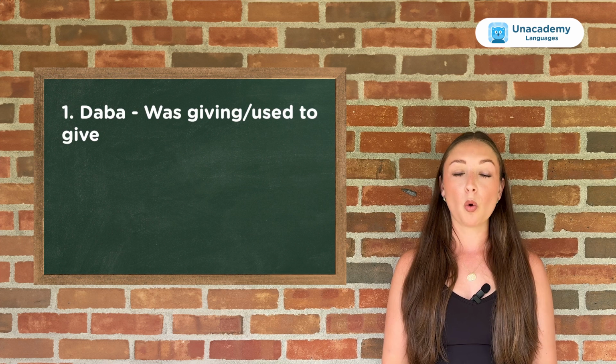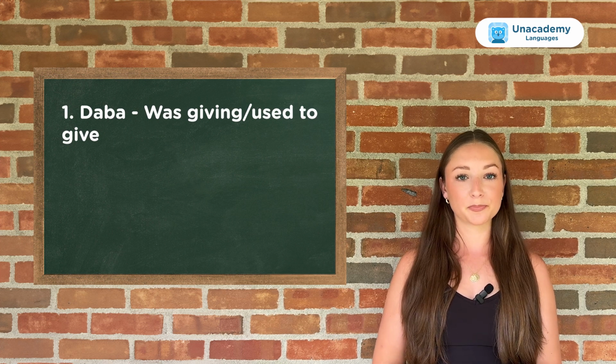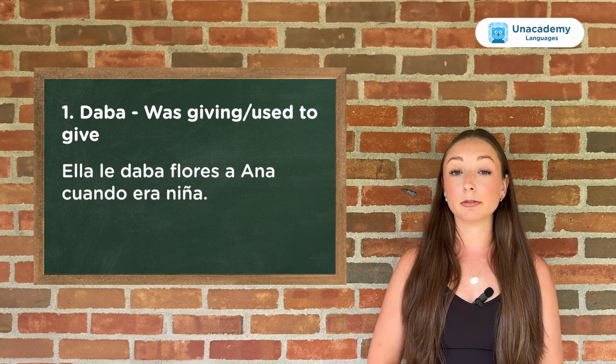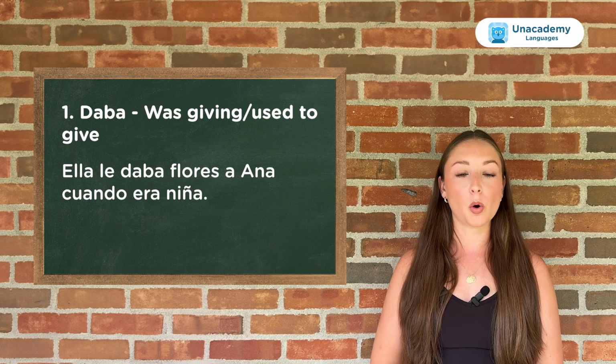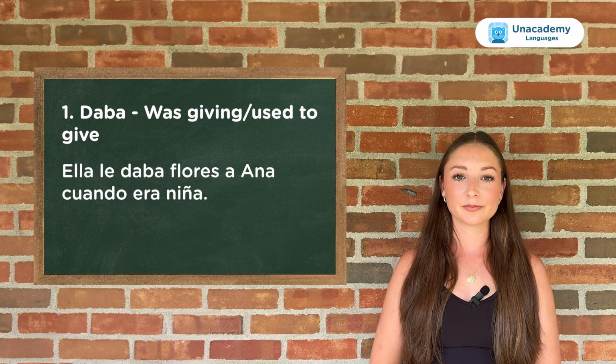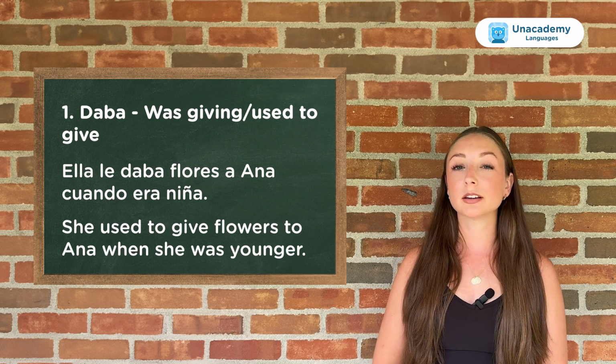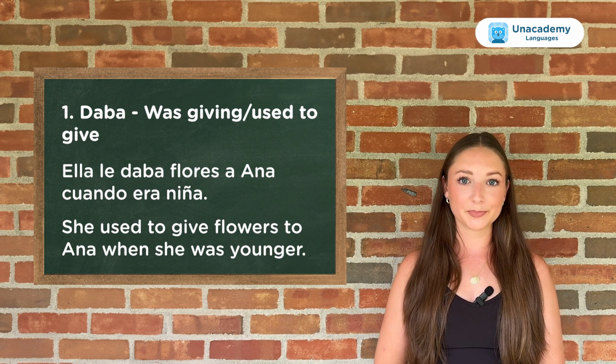Now let's get into how we use these Sweet 16 verbs in el pasado and el imperfecto, the imperfect past tense in Spanish. Again, I'm going to note this again. All of the forms that I'm going to show you with examples are all going to be in the third person, so the he, she, you formal form of the verb. Daba, was giving or used to give. Ana le daba flores a Ana cuando ella era niña. She used to give flowers to Anna when she was younger.